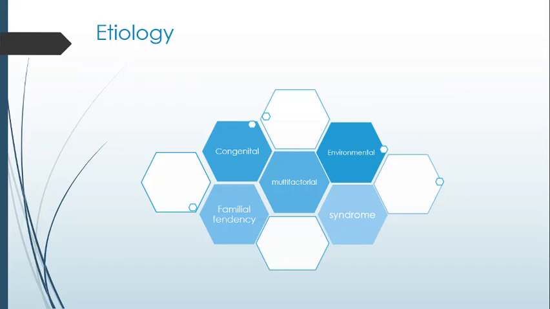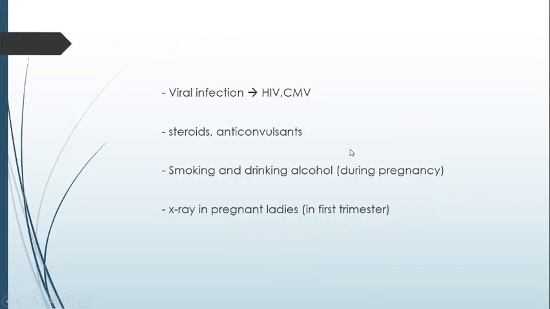What about the etiology? It's mainly multifactorial. Can be congenital, environmental, maybe Van der Woude syndrome, and there is a familial tendency. If environmental, it may be due to viral infection like HIV or CMV, medications like steroids or anticonvulsants, smoking and drinking alcohol during pregnancy, or if a pregnant lady is exposed to X-ray, especially in the first trimester.